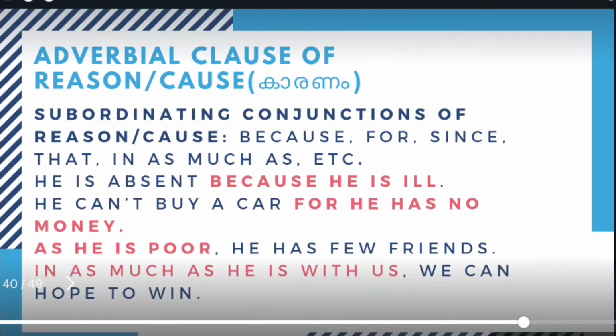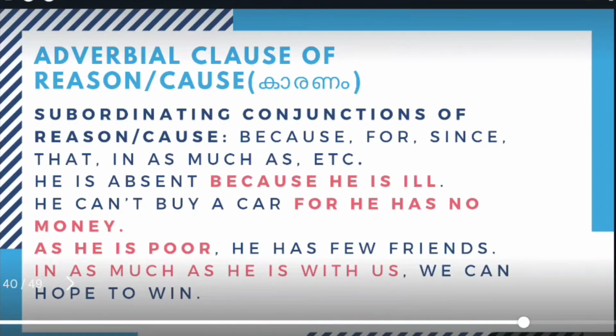Here, what is the main clause? He has few friends. അവന് അധികം ഫ്രണ്ട്സ് ഇല്ല. Why? As he is poor. പാവപ്പെട്ടവനായോണ്ട്. So as he is poor is an adverbial clause of reason. കാരണമാണ് പറയുന്നത്, മെയിൻ ആക്ഷൻ്റെ കാരണം.